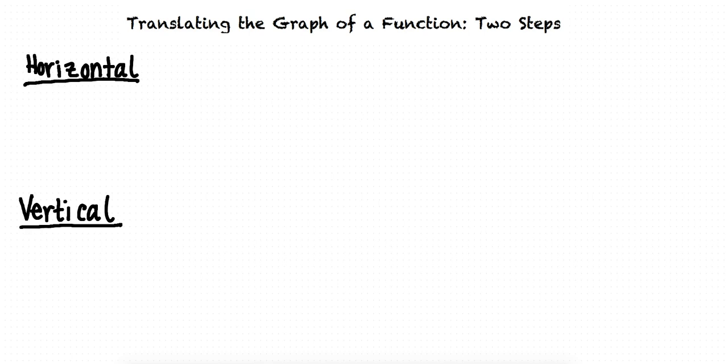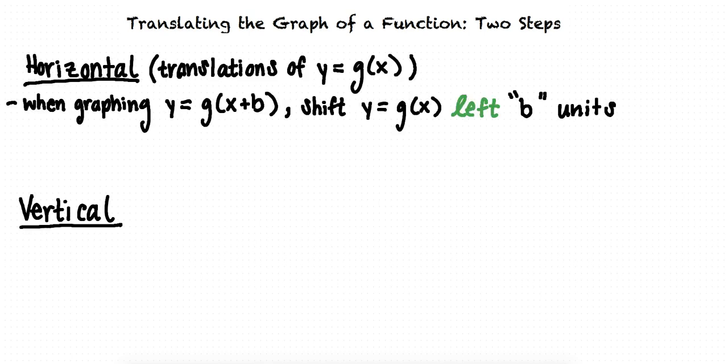The following rules cover horizontal translations of the equation y equals g of x. When graphing the equation y equals g of (x plus b), we must shift the graph of the equation y equals g of x left the amount of b units.